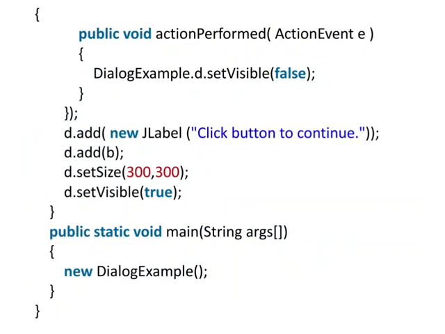public void actionPerformed(ActionEvent e), then DialogExample.d.setVisible(false), then d.add(new JLabel("Click button to continue")), d.add(b), then d.setSize(300, 300), then d.setVisible(true), then public static void main(String args[]) new DialogExample() complete curly bracket.